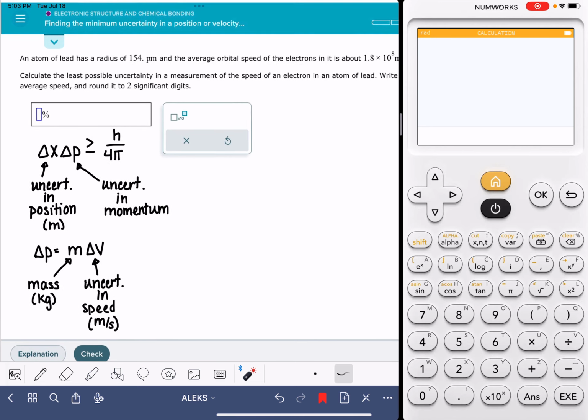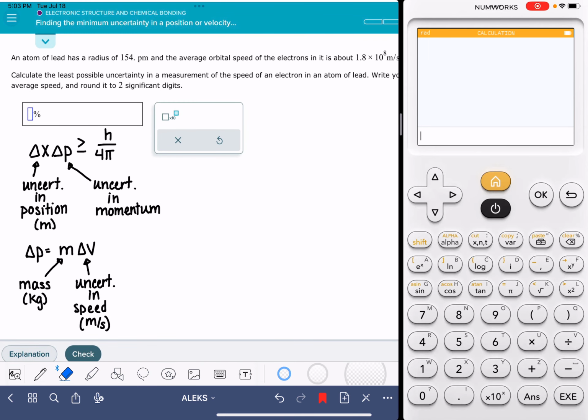I'm going to walk you through this particular version of the problem, which is asking us to calculate the uncertainty in velocity. It's actually the harder of the two, and I'm also going to talk with you about how you would go about solving the other type of problem where you're finding uncertainty in position. No matter which variation of the problem you're looking at, these are the two equations that you need to use. Delta x times delta p is greater than or equal to h over 4 pi, and then also delta p equals m delta v. I'm going to talk about these equations as we use them while we're solving this problem.